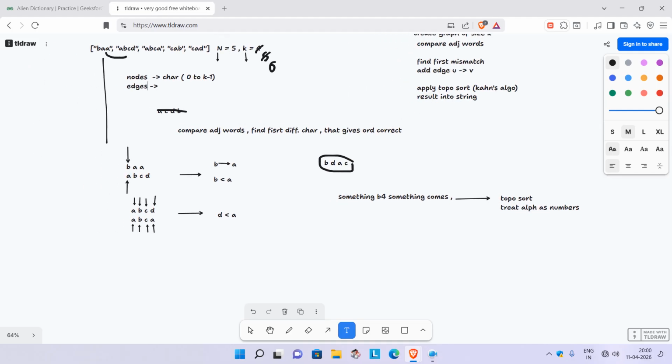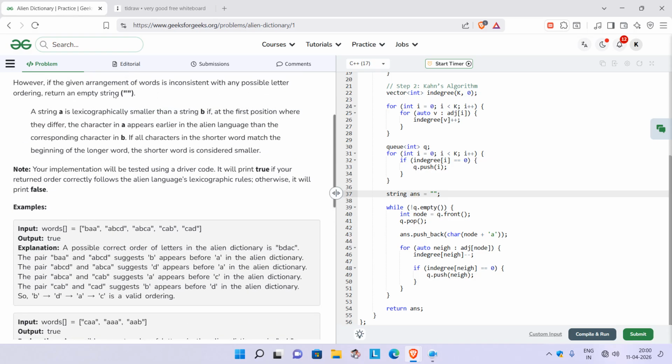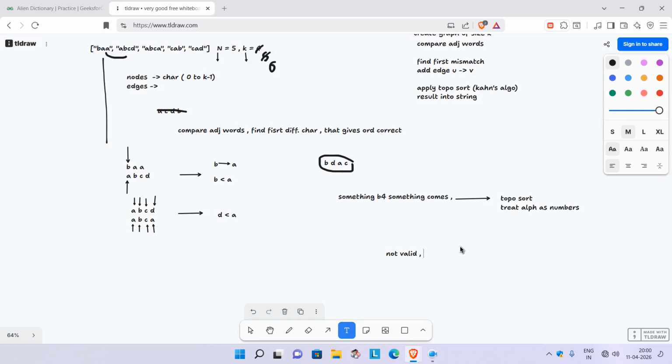Okay, these are the things here, but we also have to check that there are some cases which are not valid. In this question it is asking what we have to do when we are not able to find any order. So in what cases does this happen? Since this is a topo sort, you know very well that it is only valid for a DAG, meaning a directed acyclic graph. So what if there is a cycle?